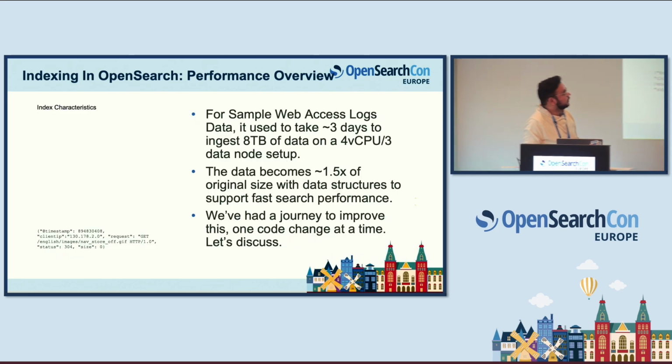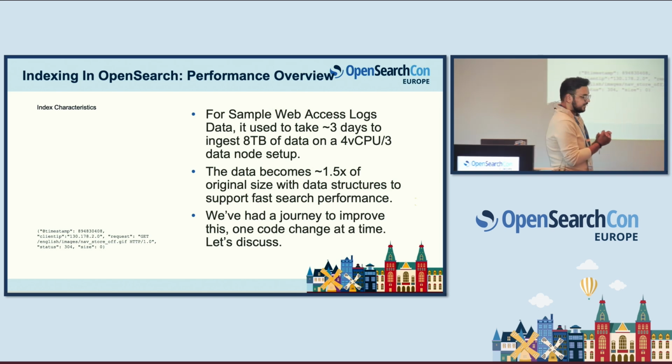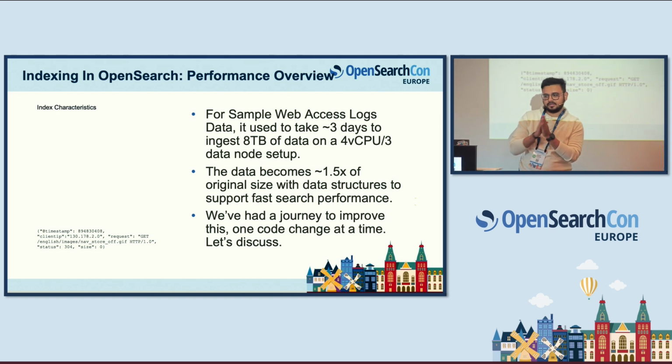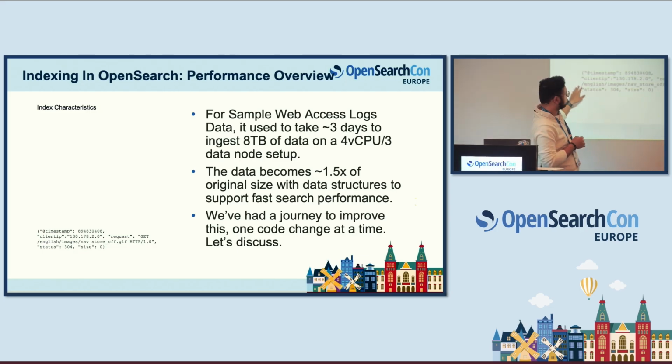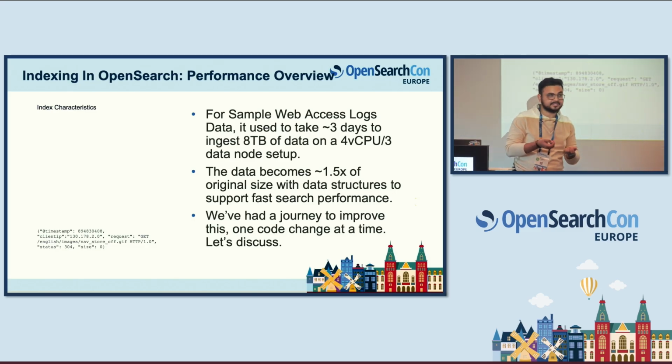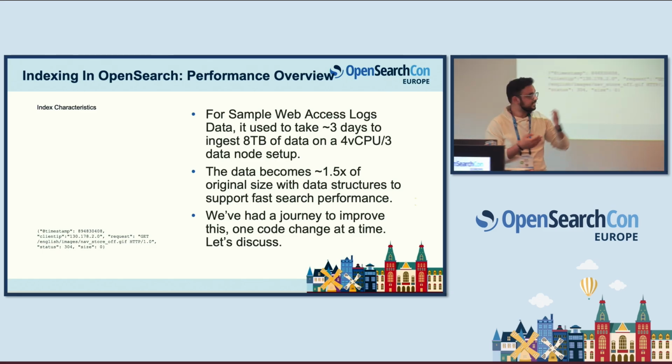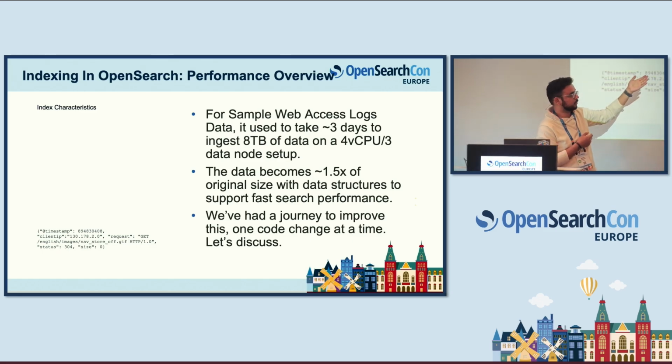So yeah, now that we know what the on-disk data structure looks like, just to give you an overview: for web access logs data similar to what I've shown here, if you had to ingest 8 TB of data on a 4 vCPU, 3 data node setup, it would have taken almost 3 days. And the data would have become almost 1.5x of what you would have provided, basically the uncompressed data. And this adds up. There is a lot of compute and storage going on.